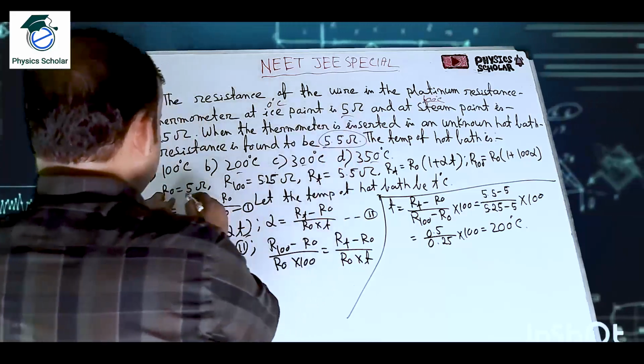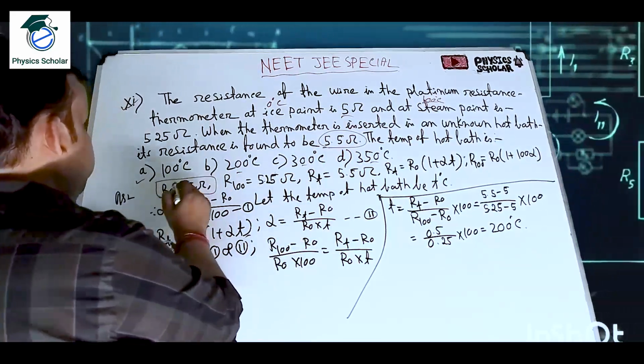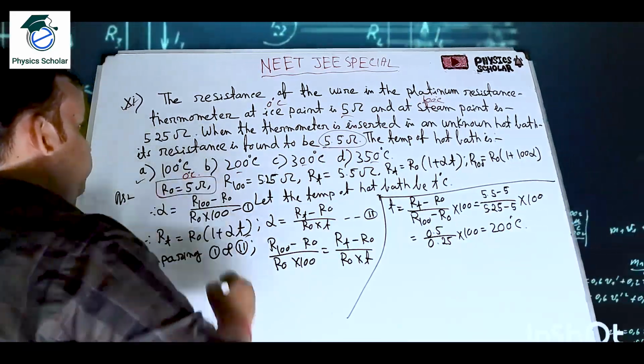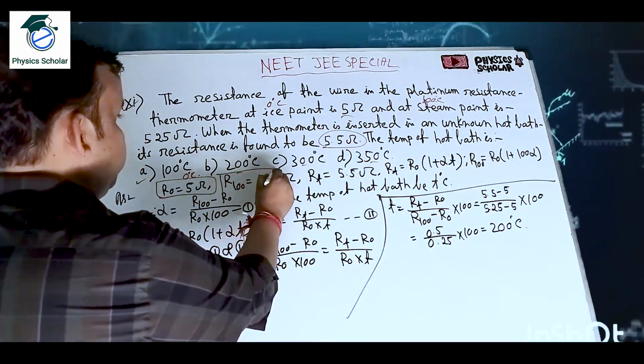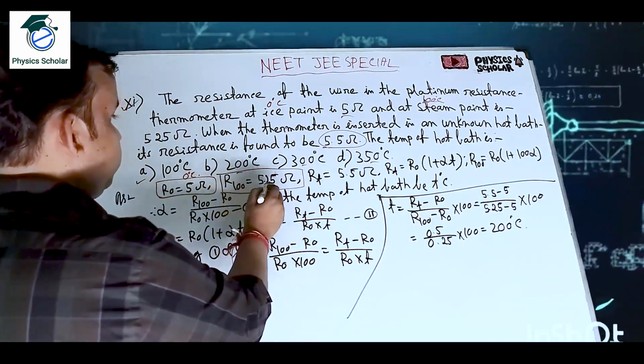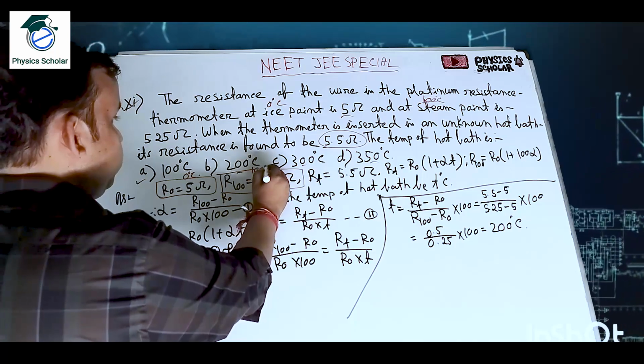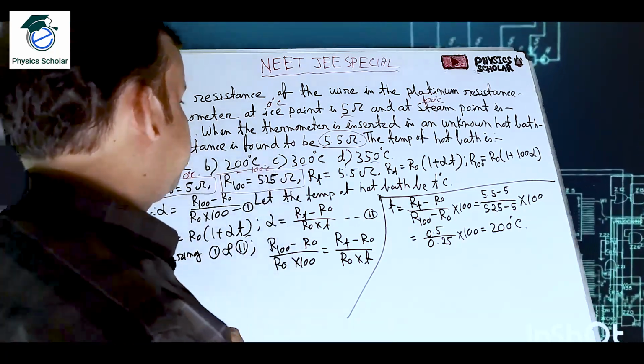R0 is 5 ohm, at 0 degree centigrade. The steam point means 100 degree, and the resistance at 100 degree centigrade is 5.25 ohm.